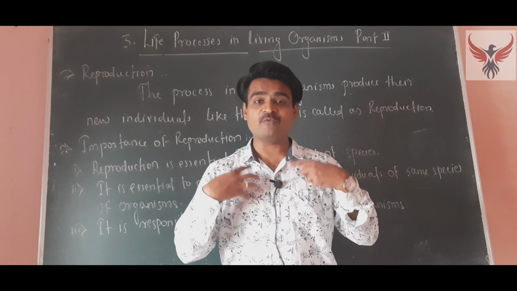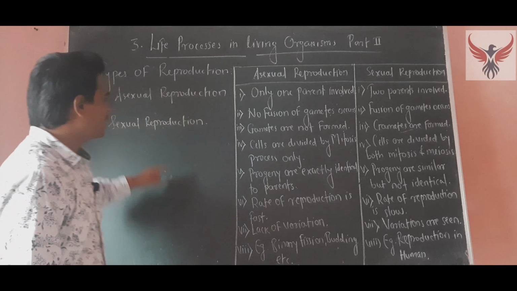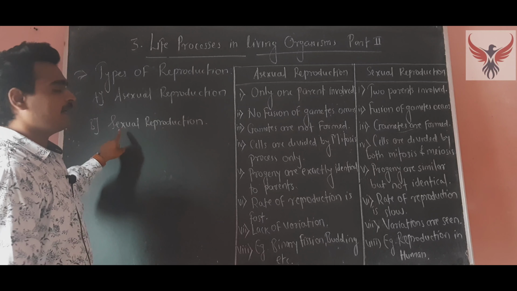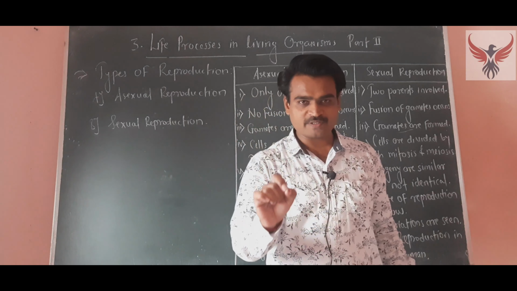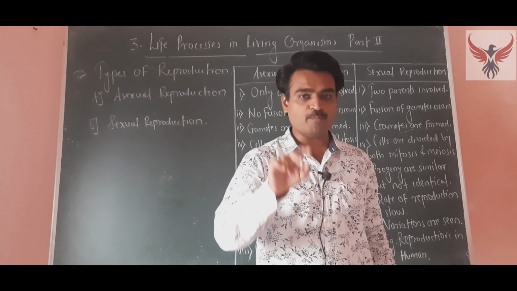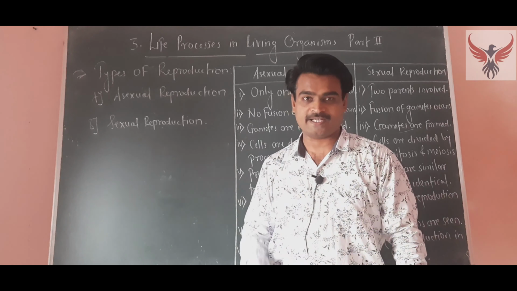Our next point is types of reproduction. There are two types of reproduction. The first is asexual reproduction, and the second is sexual reproduction. These are the two main types of reproduction.